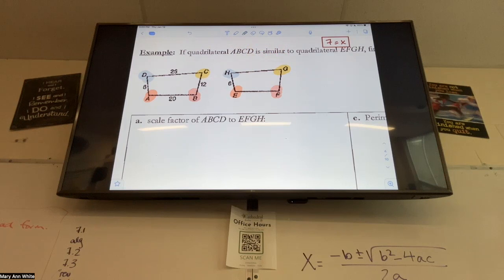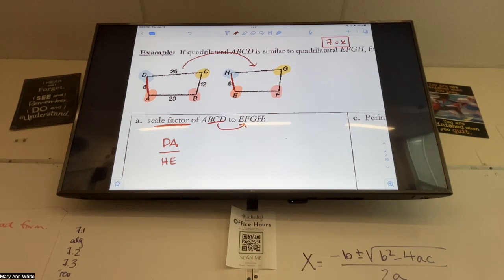So the first thing we want to do is find the scale factor of ABCD to EFGH. So from here to here. Which two sides, use the letters, which two sides could we use? DA and HE. Good, I heard DA and HE. Jake said DA to HE, okay?